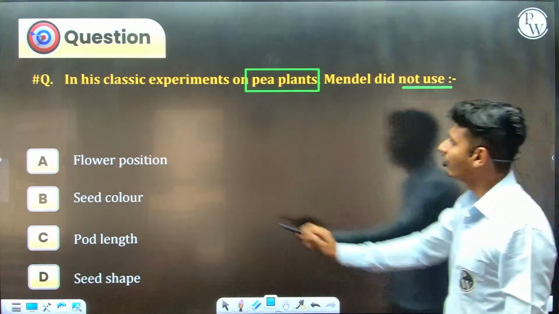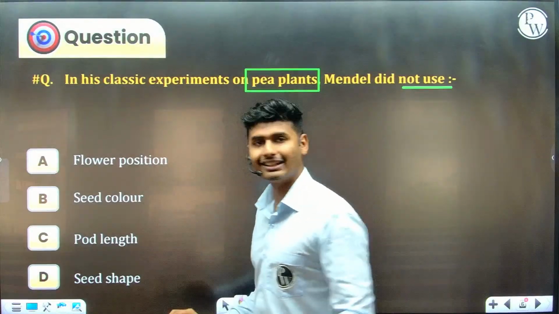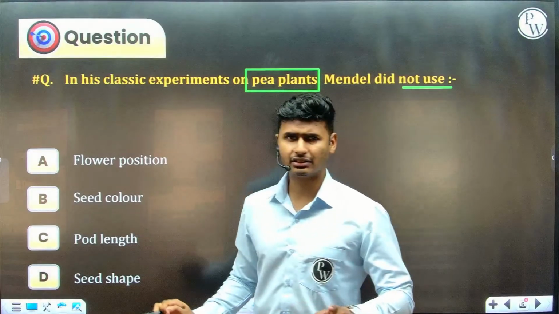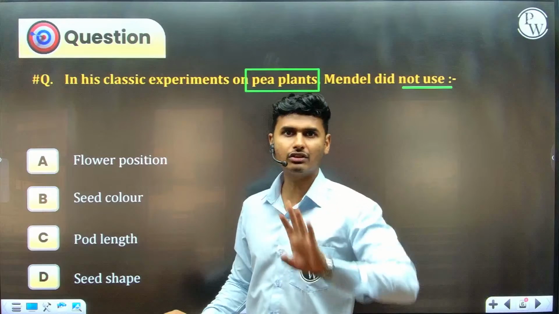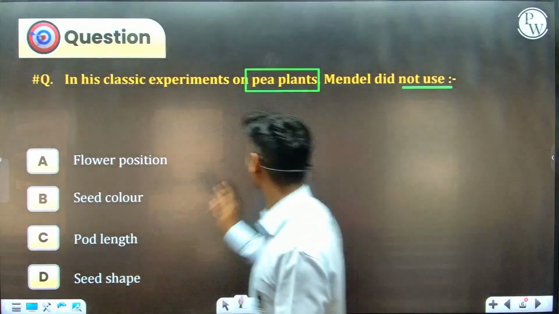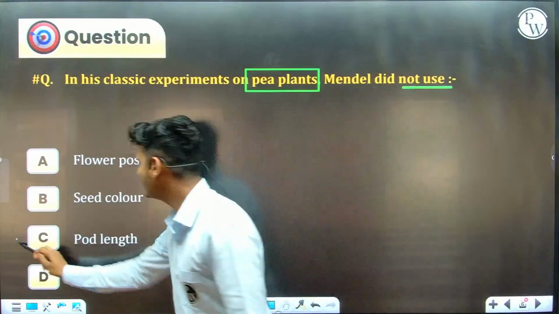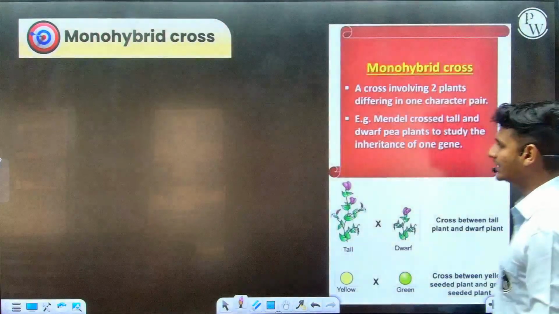Did not use flower position? Yes, they used the flower position. They used seed color, yes. Pod length, I remember pod shape is mentioned, pod color is also mentioned, but pod length is not mentioned. So this is not mentioned and they are saying did not use. It means C is the correct answer. Seed shape, definitely they mentioned in the experiment.